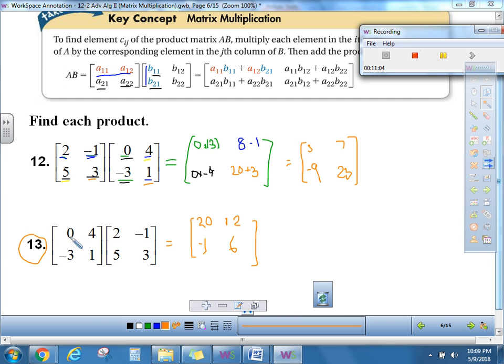So here we did 0 times 2 is 0, plus 4 times 5 gives me 20. The next one, we did 0 times negative 1 is 0, plus 4 times 3 gives me 12. And moving on down, we did negative 3 times 2 is negative 6, plus 1 times 5, which is negative 6 plus 5 is negative 1. And then negative 3 times 1 is negative 3, plus 1 times 3, which is 3. Negative 3 plus 3 gives me 0. So you should have had this matrix here.